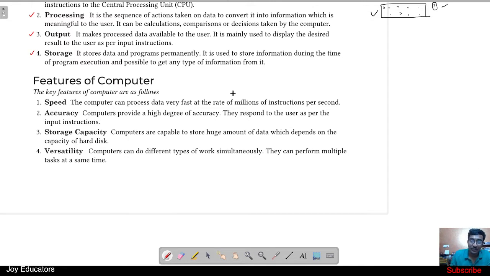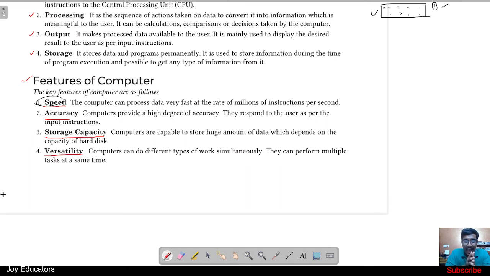Let us see the features. The first feature is speed. How fast does your computer work? It processes depending on the instructions. You can write down just the subheadings: speed, accuracy, storage capacity, and versatility. So write down features of computer: speed, accuracy, storage capacity, and versatility.